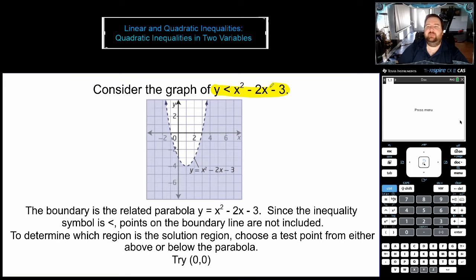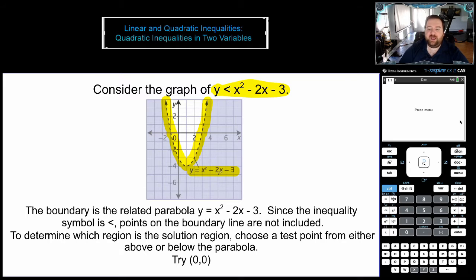So let's look at this quadratic here. y is less than x squared minus 2x minus 3. The only thing you would have to do for this is first graph the related quadratic, which is y equals x squared minus 2x minus 3, which has x-intercepts at -1 and at 3, and a vertex at (1, -4), and then you just graph it from there. It's a dashed line. Why is it a dashed line? Because it's less than, not less than or equal to.